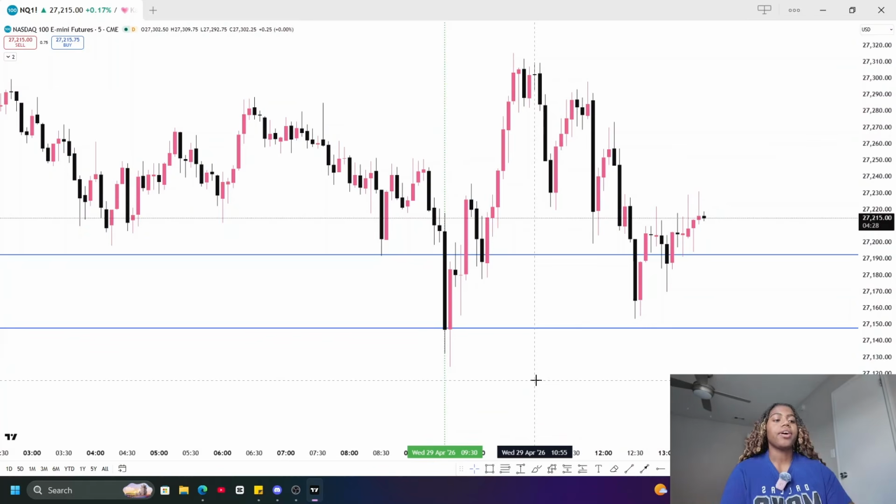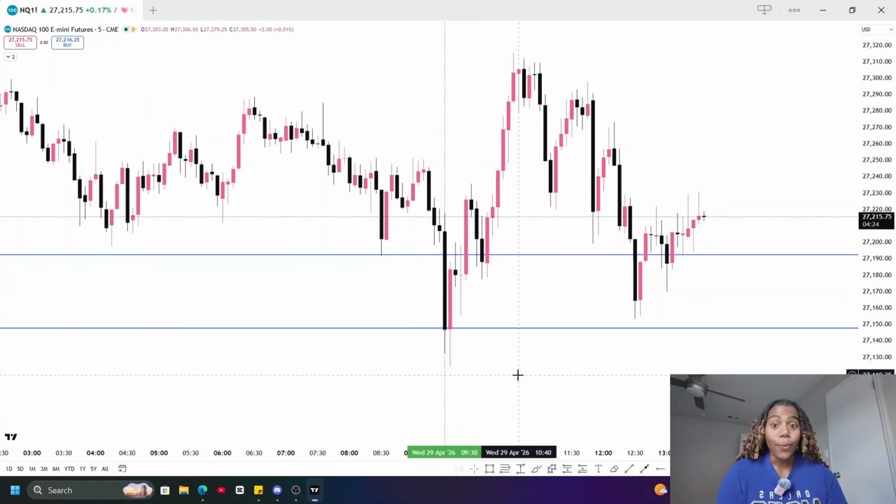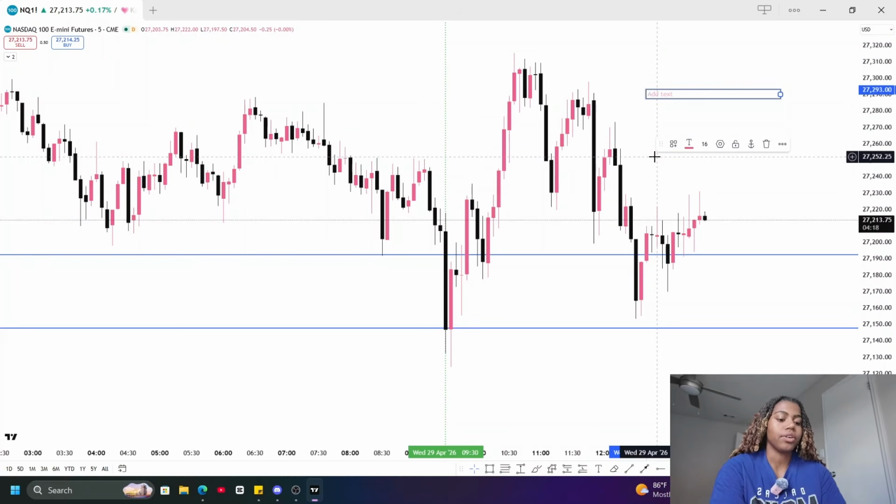All right, so to start off, we're going to go back and figure out where our time frame is and how we even identify our setup. So the first thing that we want to do is figure out the overall trend.